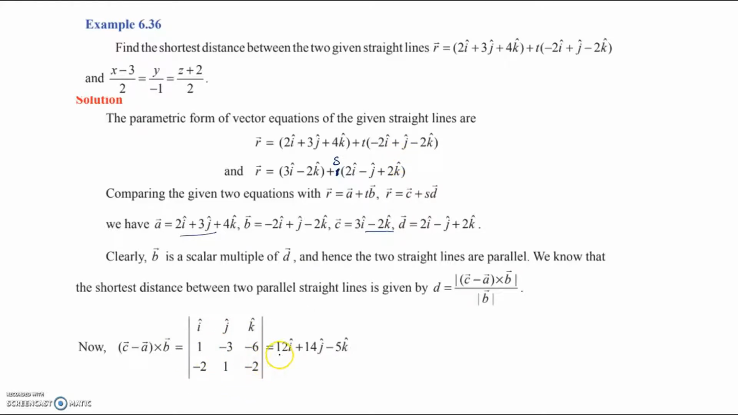Similarly, the coefficients of i, j, k of vector b. Solving this further, we get this cross product. Further substituting this value into the numerator here, d is equal to the magnitude of this vector divided by the magnitude of vector b. Solving these two, we get the answer as square root of 365 divided by 3.